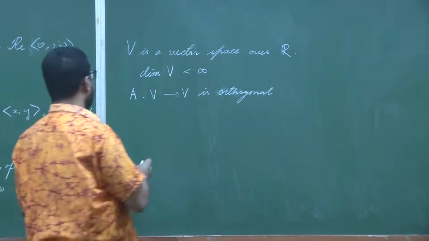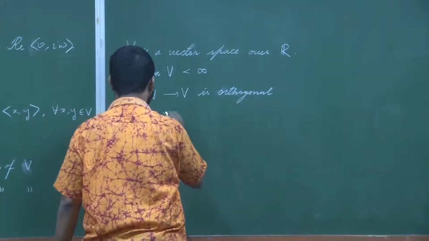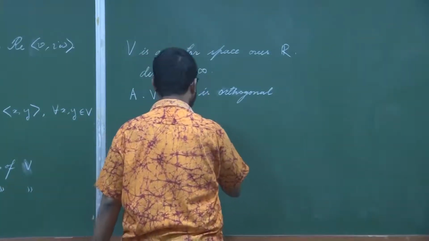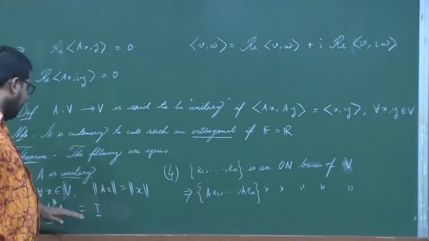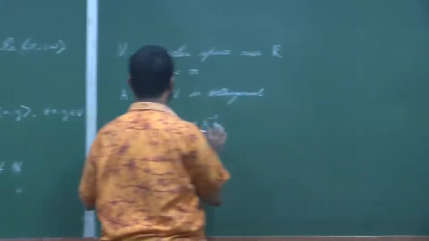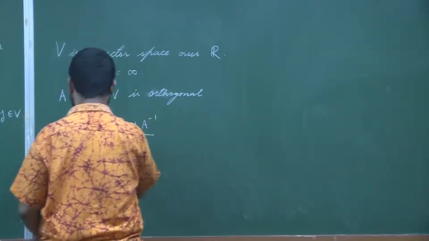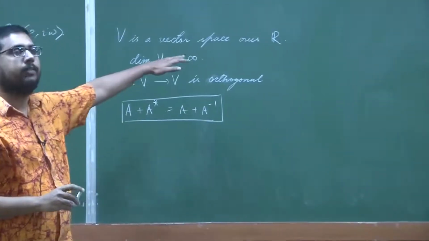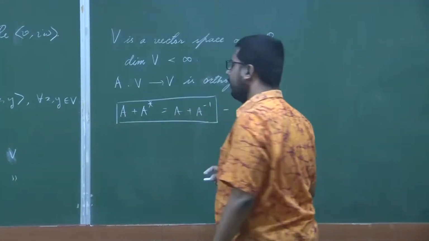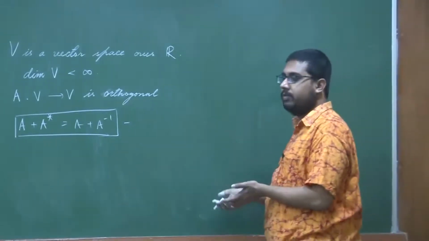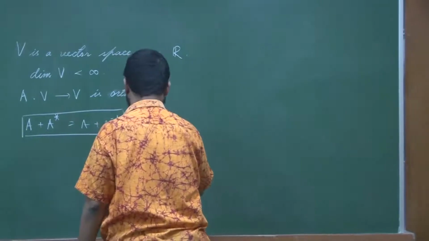Then the first observation is that A plus A star is nothing but A plus A inverse, because whether the underlying field is R or C, A star is always A inverse. So what about this? This is a self adjoint operator. Since we have the vector space over R, it is customary to call self adjoint operators on vector spaces over R symmetric. So this is a symmetric operator.